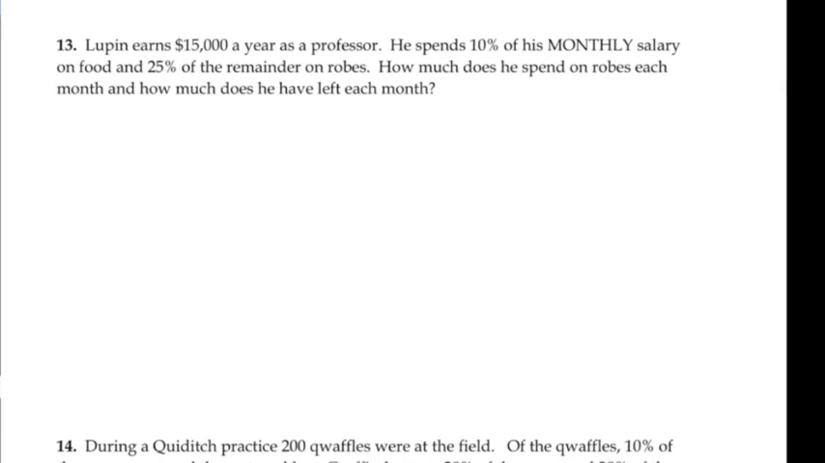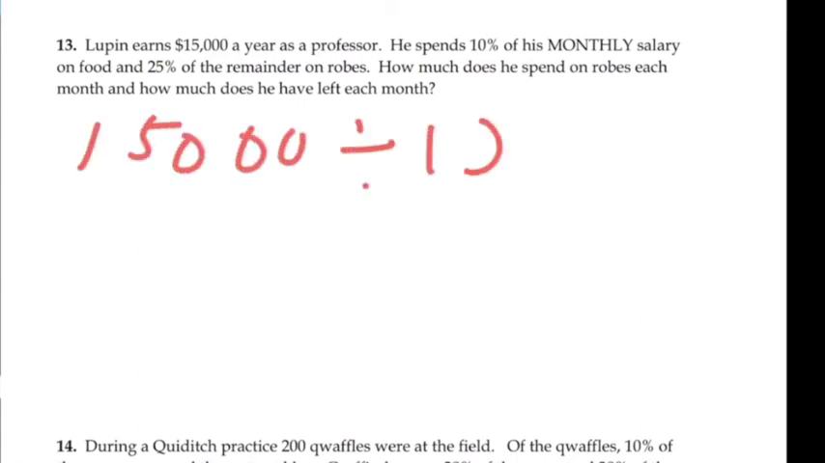Okay, number 13 says Lupin earns $15,000 a year as a professor. He spends 10% of his monthly, notice this says monthly salary on food, 25% of the remainder on robes. How much does he spend on robes each month, and how much does he have left each month? Okay, so first of all, it says $15,000 a year. We need monthly. So right away, I know to take $15,000 and divide it by 12 because there's 12 months.